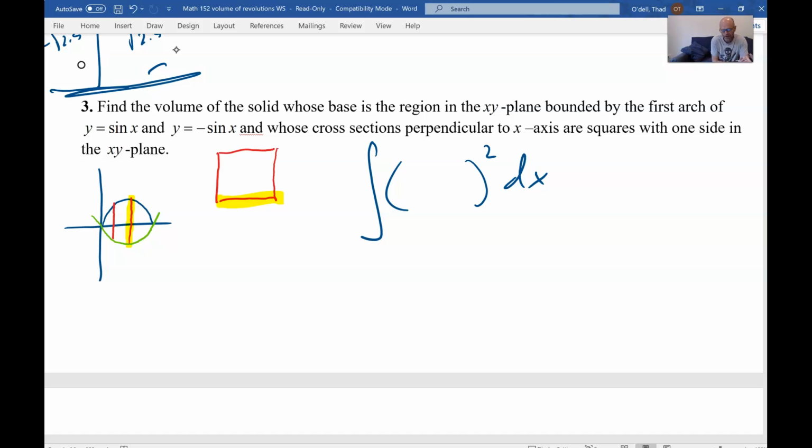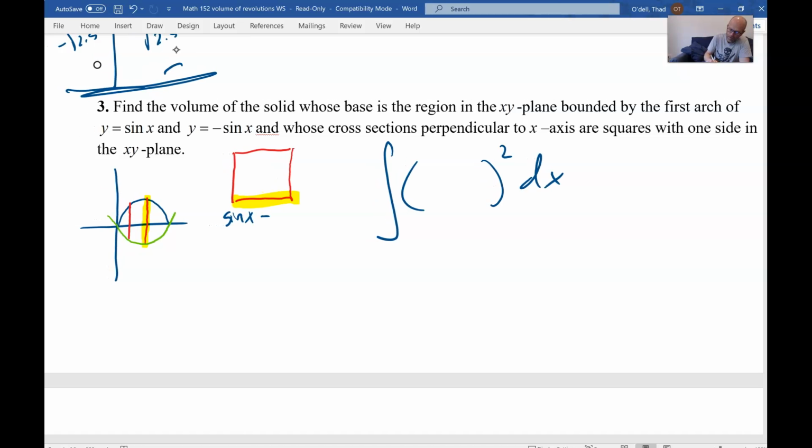So once again, the length of the yellow expression is the blue minus the green. I think I used different colors last time, but it's the blue line minus the green line. The blue line is sine x, and the green line is negative sine x. So we're going to do sine x minus negative sine x, which is just sine x plus sine x. So what we're going to put in here is 2 sine x. Isn't that fun? And again, it's squared because this is a square.